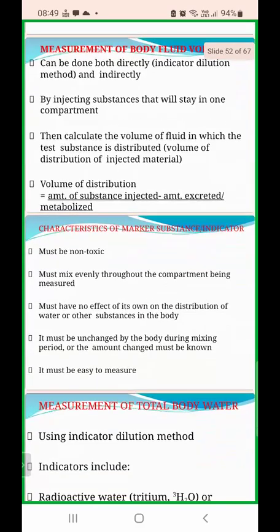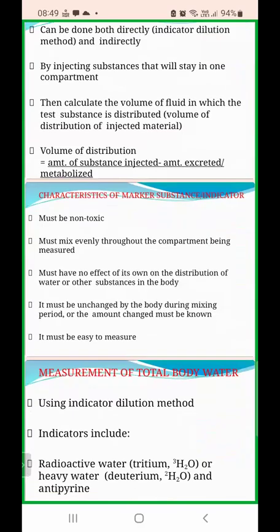So what are the characteristics of the marker substance or the indicator? It must be non-toxic, obviously, must mix evenly throughout the compartment being measured, and must have no effect of its own on the distribution of water or other substances in the body.